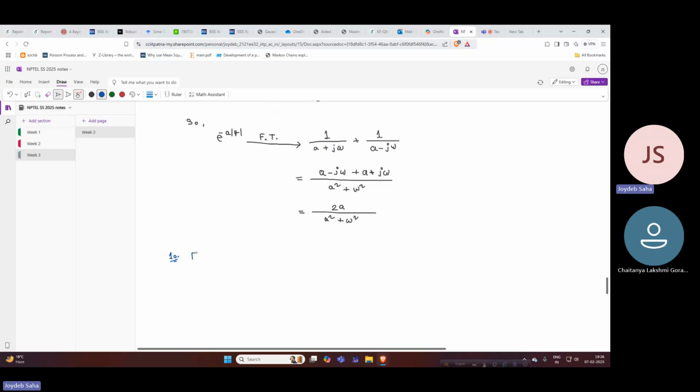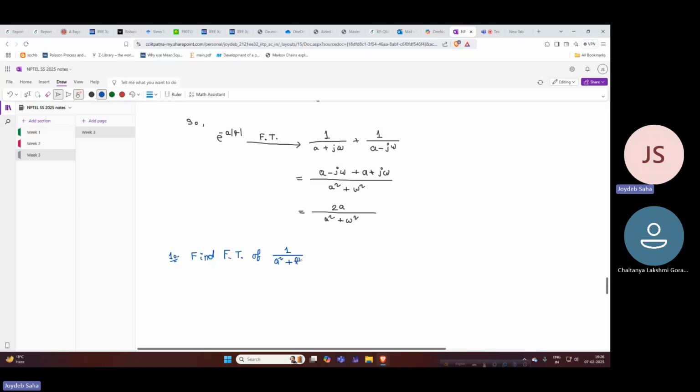Question 10. Find the Fourier transform of 1 upon a square plus t square.